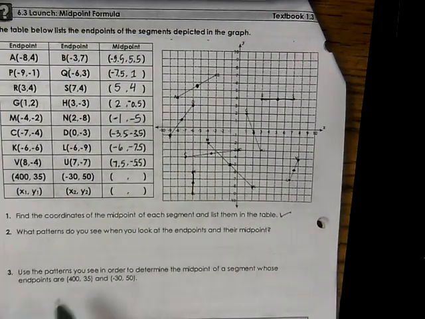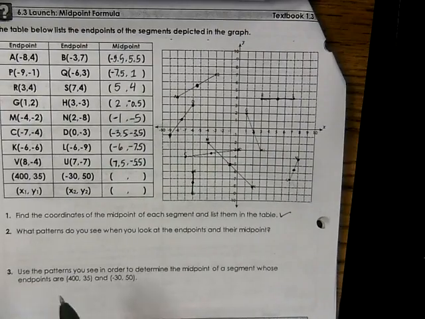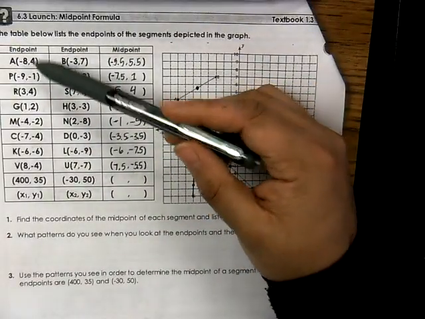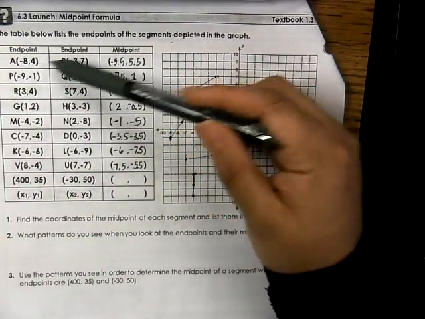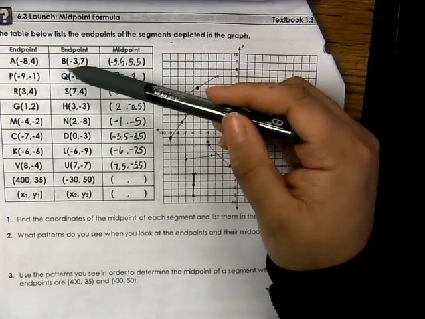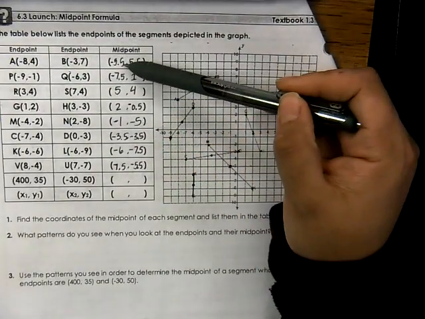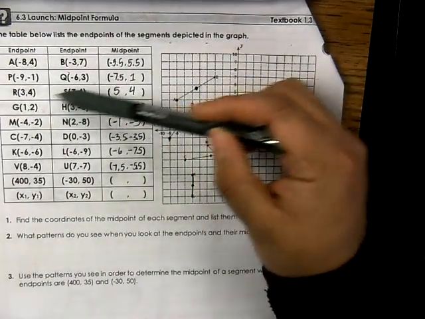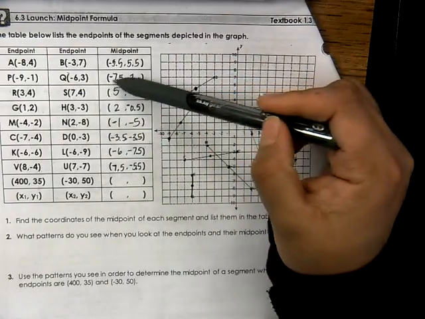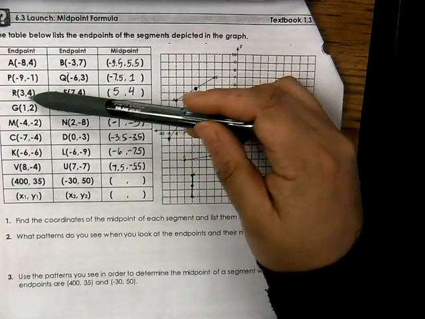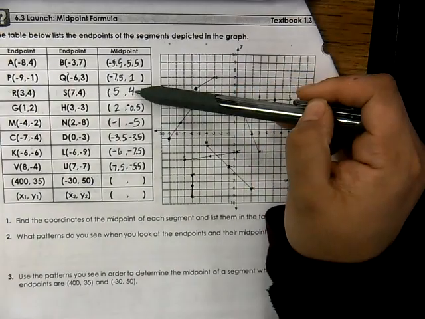We did that. Second question says, what patterns do we see when you look at the endpoints and their midpoint? So this would be easier to do like a discussion, try to see what's happening, but let's just go ahead and see what we can notice. So if you're looking at the x values, you have a -8, a -3, and you're getting to -5.5. That one's harder to see because of the decimals. I'm going to jump to the one that doesn't have decimals right here. So it's 3 and a 7, and you're getting to 5. A 4 and a 4, and you're getting to 4.